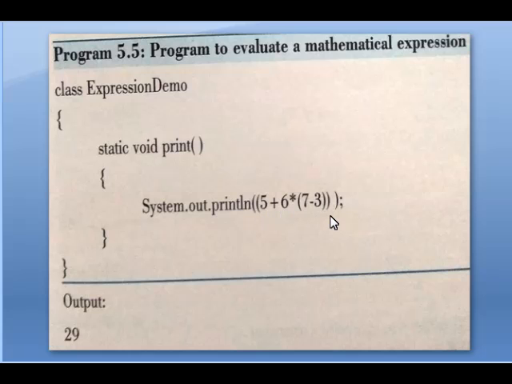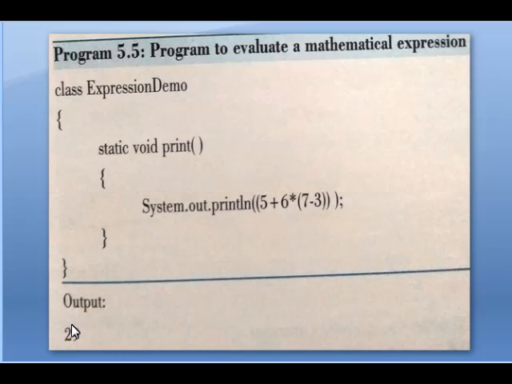So 5 plus 6 into, first we have to solve the inner bracket. So 7 minus 3 is 4. 6 fours are 24. 24 plus 5 is 29. So this is the output, 29.